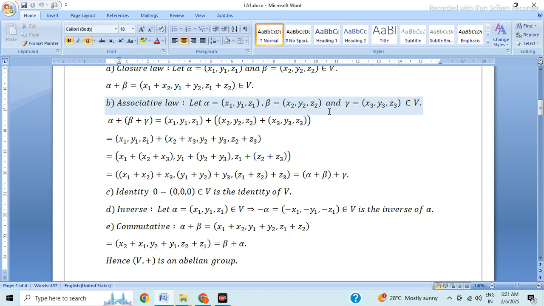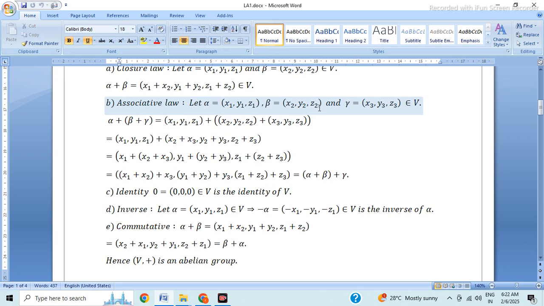We should get it as alpha plus beta plus gamma. For that, we take alpha as x1, y1, z1, beta as x2, y2, z2, and gamma as x3, y3, z3. Then alpha plus beta plus gamma.